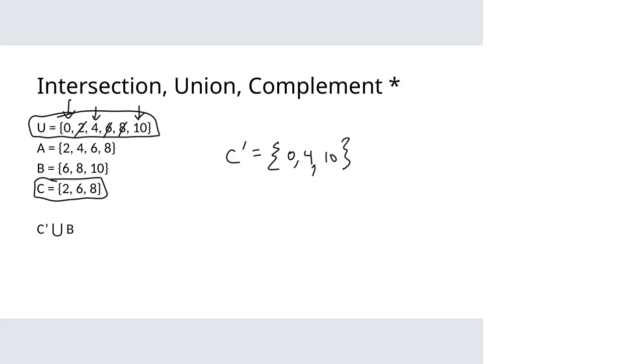First question, if anybody doesn't know where C complement came from, it's okay to ask. Now once I have C complement, I want to join that with set B. So C complement over here, joined with B over here, looks like 0, 4, 6, 8, 10. And so there's C complement union B: 0, 4, 6, 8, 10.